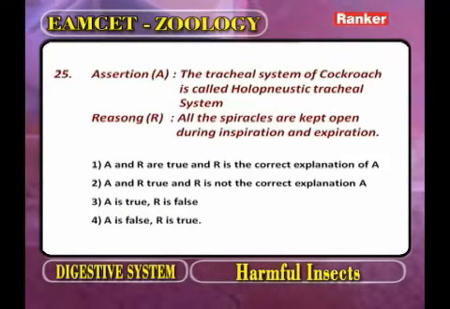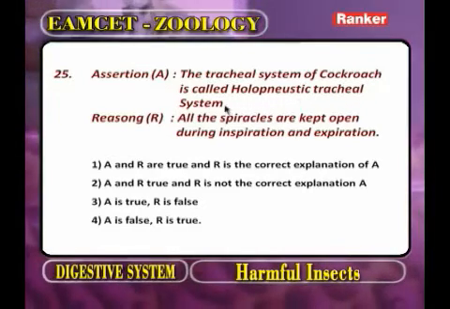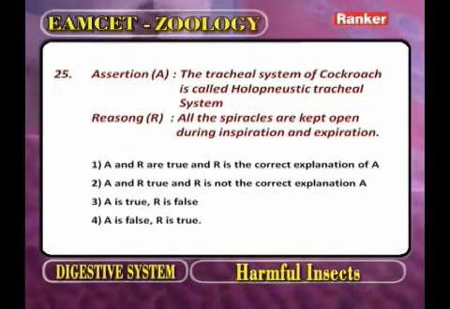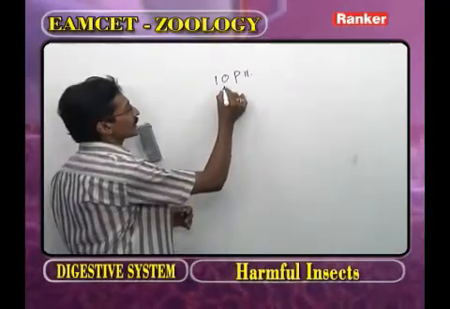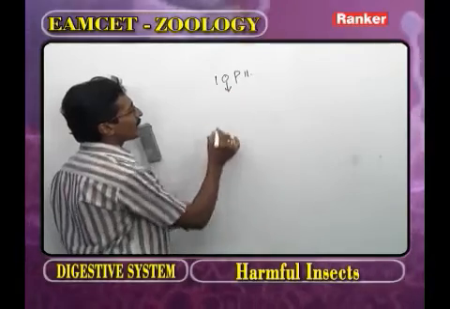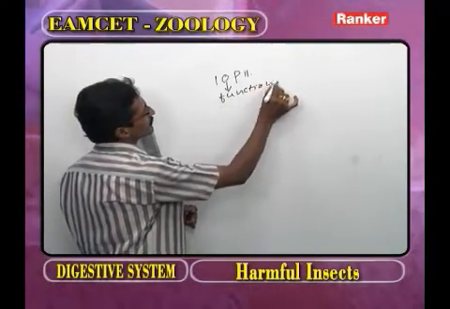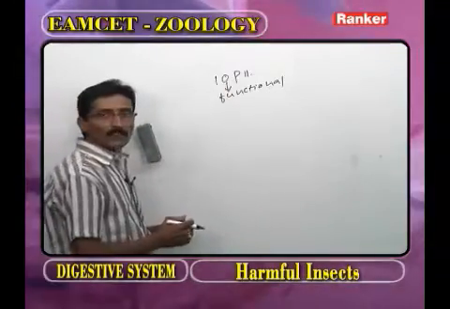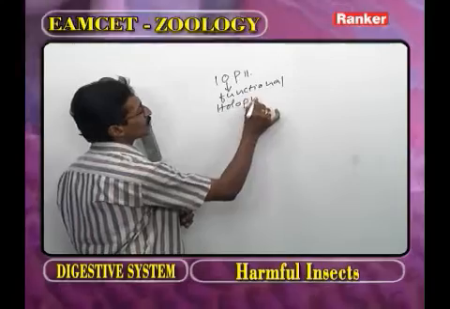Assertion: the tracheal system of cockroach is called holoneuristic tracheal system. Now, in the body of cockroach, how many spiracles are present? 10 pairs of spiracles are present. All these 10 pairs of spiracles are functional. If all spiracles are functional, it is called holoneuristic.